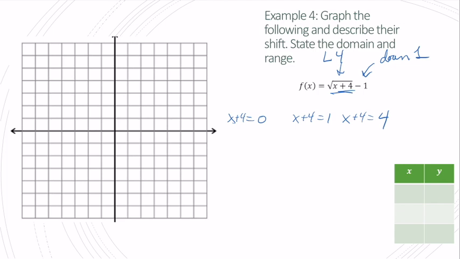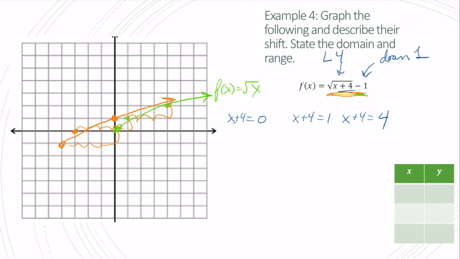Another way I could graph this is by taking my regular square root function. So that would be this. And I need to shift it down 1 and left 4. So every single point, I could shift down 1 and left 4. I could take this point and go down 1, left 4, down 1, left 4, down 1, left 4. And this is going to be my new graph.